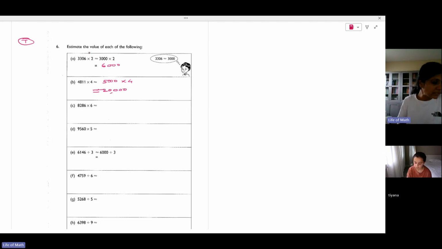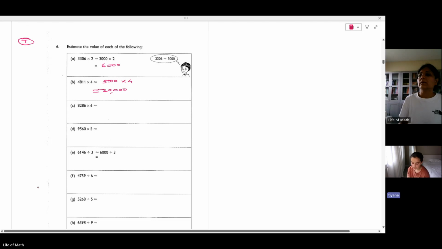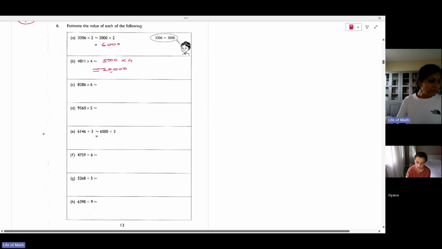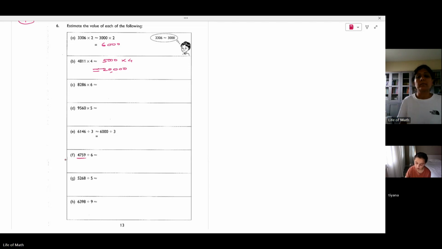So D, what is the answer for D? 50,000. Correct. What is the answer for E? 2,000. Right. Now there is a trick here. That's the reason I want you to work with me. When you are dividing by 6, you need to think of a number closer to the actual number, 4,759, but that is divisible by 6. You're going to say the 6 timetable.